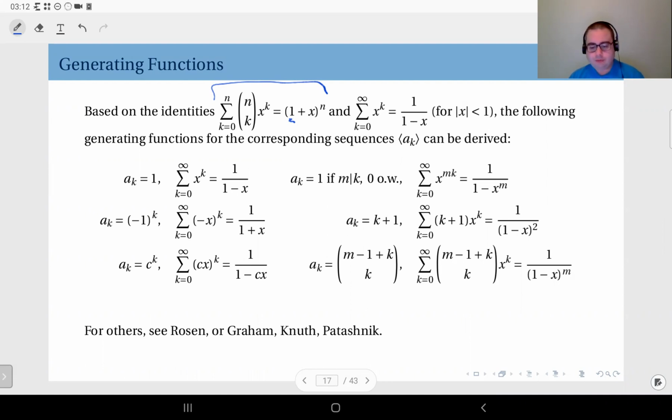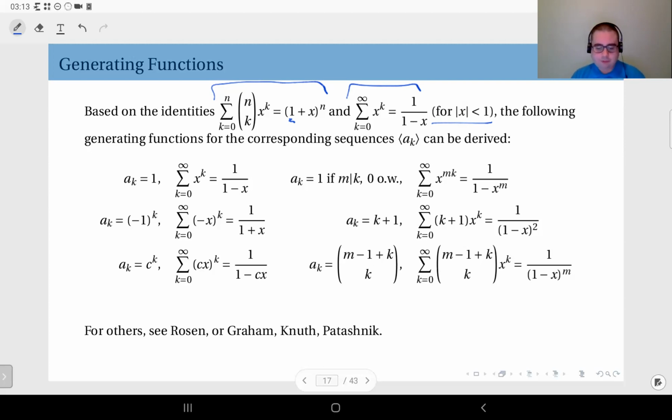And the other one is, which we have seen earlier, the sum of x to the power k, where k ranges from 0 up to infinity, is equal to 1 over 1 minus x for some x values, but that is irrelevant for us. And based on these, with a little bit of manipulation, we can obtain a number of identities that are useful in constructing generating functions.